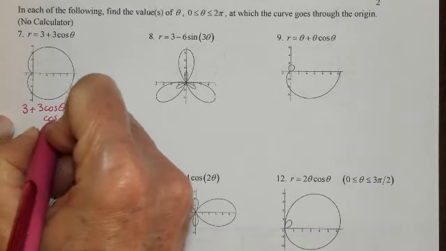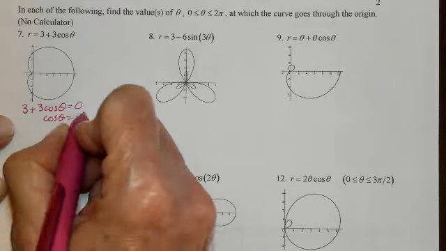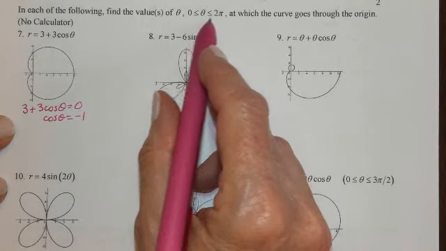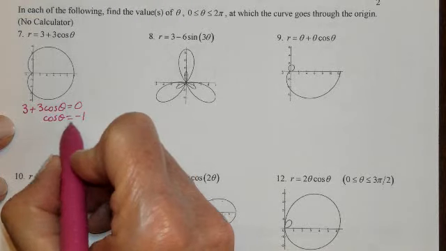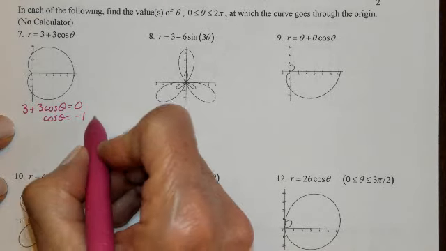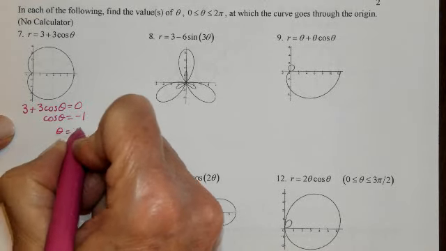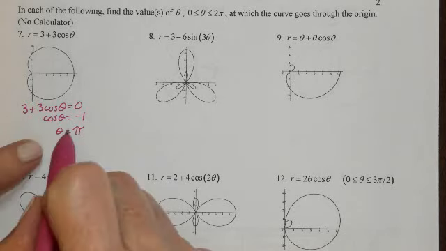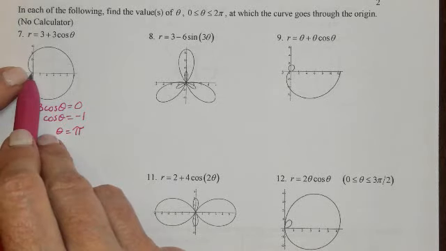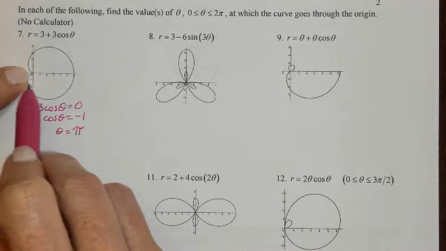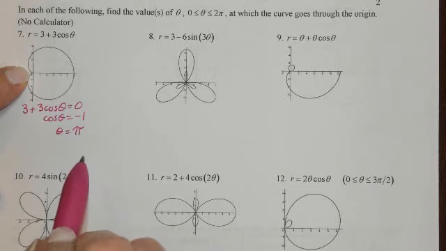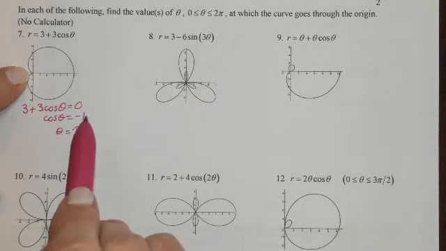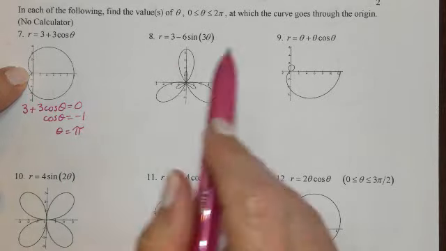So this is going to give me cosine theta is -1. And what value of theta between 0 and 2 pi makes cosine of theta -1? Well, there's only one, and it's pi. So the only value of theta, it only goes through once, so there should only be one answer here, right? Unless we started there. Okay? All right.